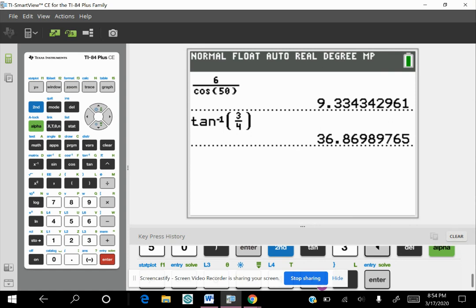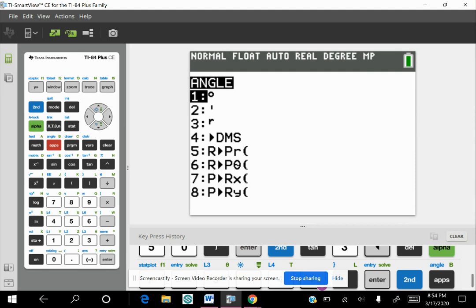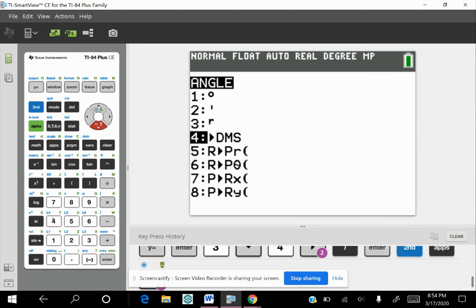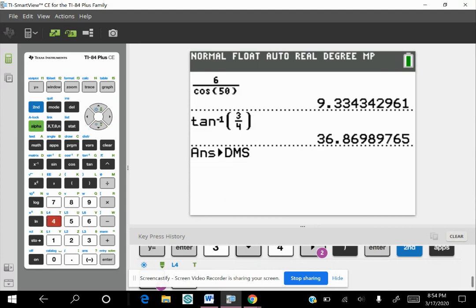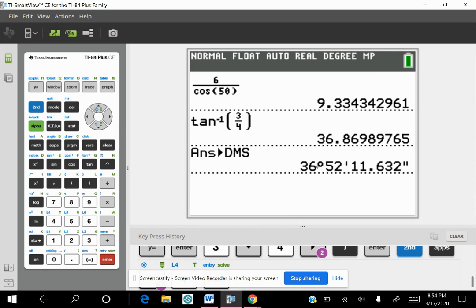So to do it, all you're going to do is go to Second Apps, which is your angle menu, and go down to choice number 4, which is DMS. That stands for degrees, minutes, seconds. And you're going to hit enter. And it gives you the answer in degrees. This symbol is degrees. This little apostrophe is minutes. And the little quotation symbol means seconds. So those two are equivalent to each other.